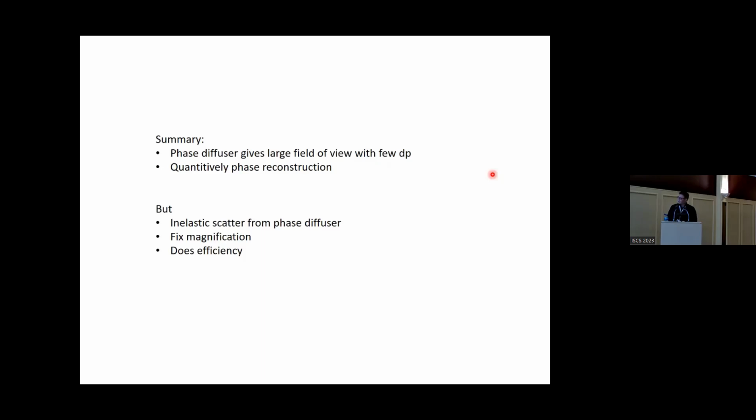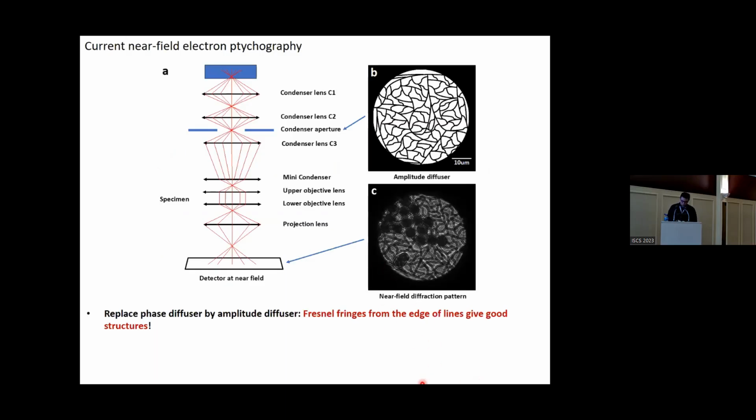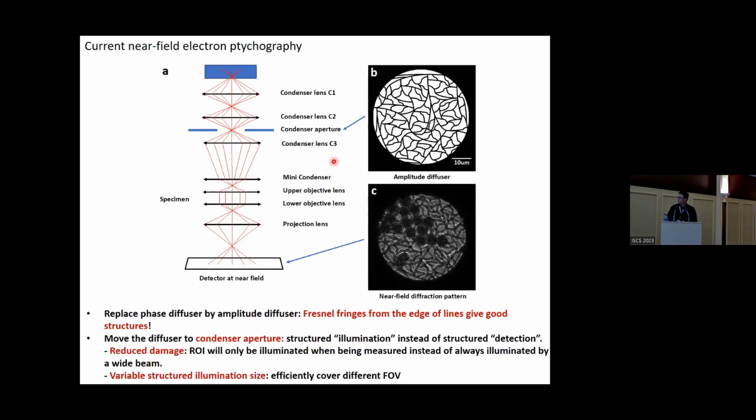So we took the experiment to another even further step, where firstly we do not use the SAA anymore, and then we move the diffuser from the SAA to the condenser lens aperture. And then we also use an amplitude diffuser rather than a phase diffuser. An amplitude diffuser is a hollow design where the electrons either pass freely through the vacuum or are completely blocked by the curved edge. And then we can also have variable illumination size just by simply changing the strength of the condenser lens and objective lens.